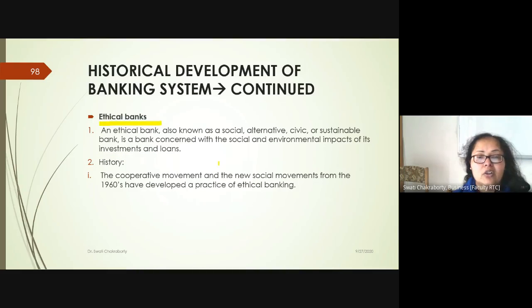Ethical banks. What is an ethical bank? An ethical bank is also called a social, alternative, civic, or sustainable bank, which is basically concerned with the social and environmental impacts of the investments and the loans that it makes. The cooperative movement and new social movements from the 1960s have developed a practice of ethical banking.